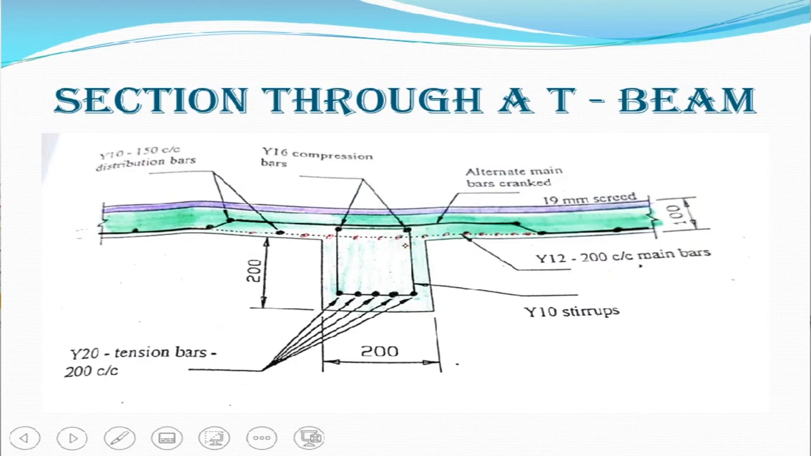Now we talk about Y-bars, T-bars, compression bars, distribution bars. These are all different terminologies given. We talk about the Y. For example, in this scenario here, we're looking at what we call Y20, Y10 style bars, and they say 200 cc. We understand by 200 cc means center to center, right?